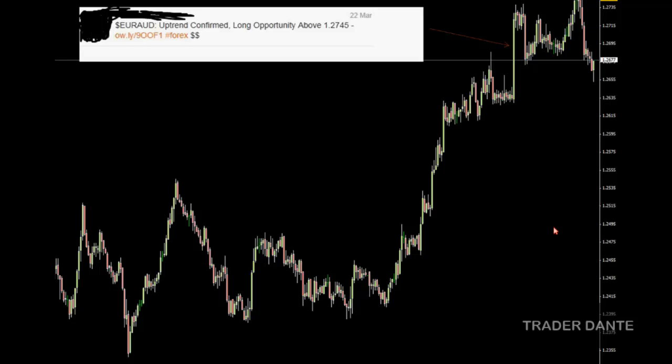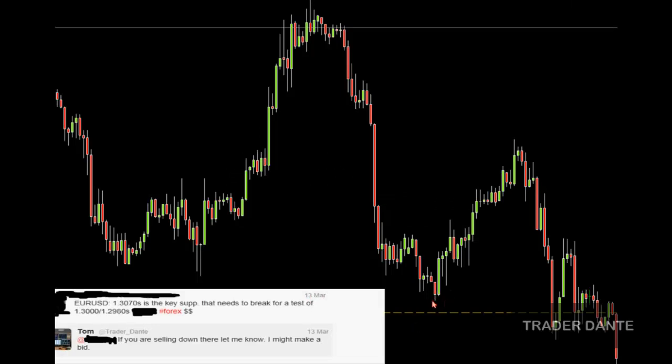I'm so aware of this pattern and I see it happen so often that let me show you something else here. And this is me taking the mick a little bit, but this is essentially what I look for. This was another big name. Some of you probably know who it is, but keep it to yourself, please. This was the euro dollar. This was the prior swing low where my mouse is hovering around. And again, that was at 130.70. And the person says 130.70 is the key support that needs to break for a test of 130.